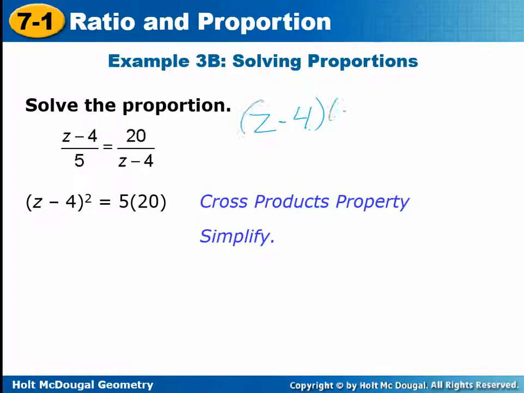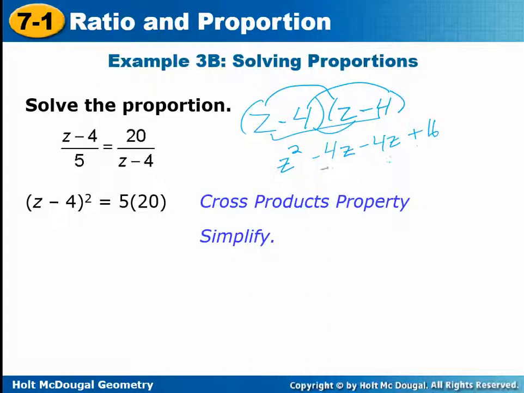So z minus 4 times z minus 4 is z minus 4 squared. You have to FOIL this. So that's z squared. Outer would be negative 4z. The inner would also be minus 4z. And then negative 4 times negative 4 is plus 16. So that becomes z squared minus 8z plus 16, because negative 4z minus 4z is negative 8z. And 5 times 20 is 100.